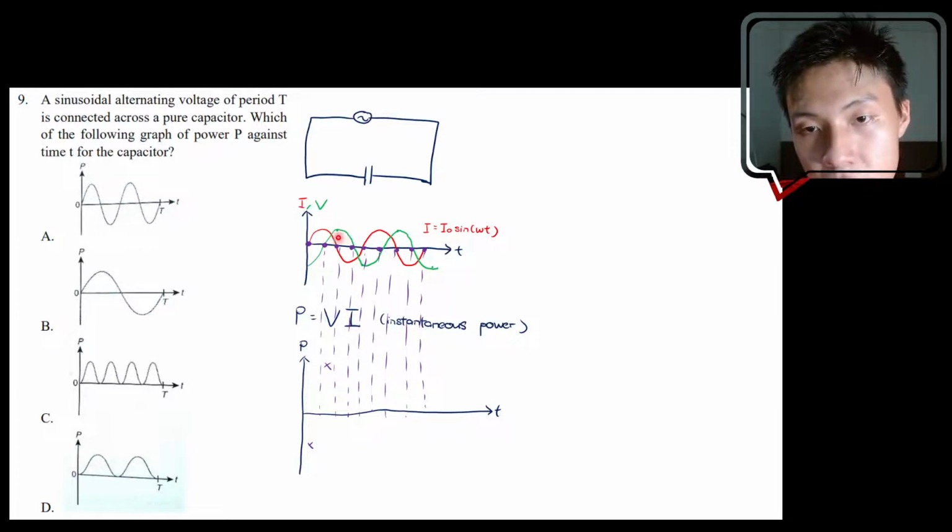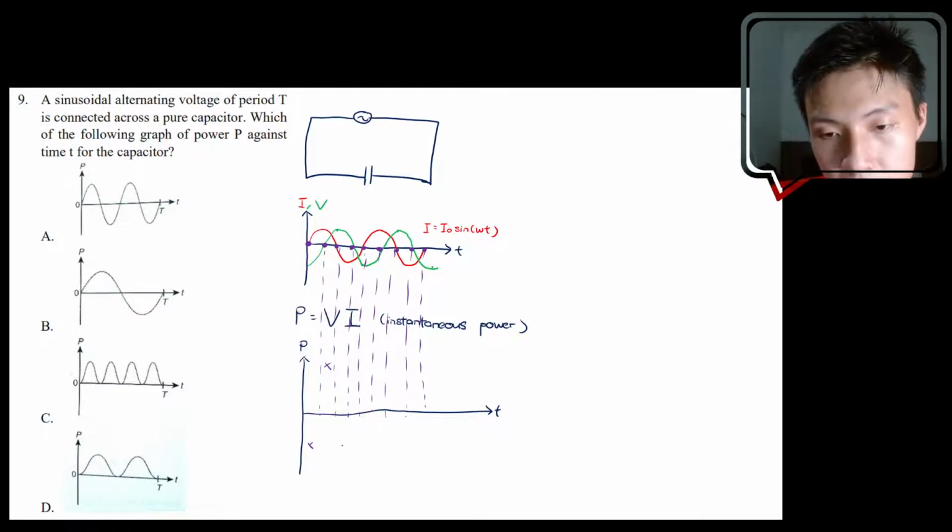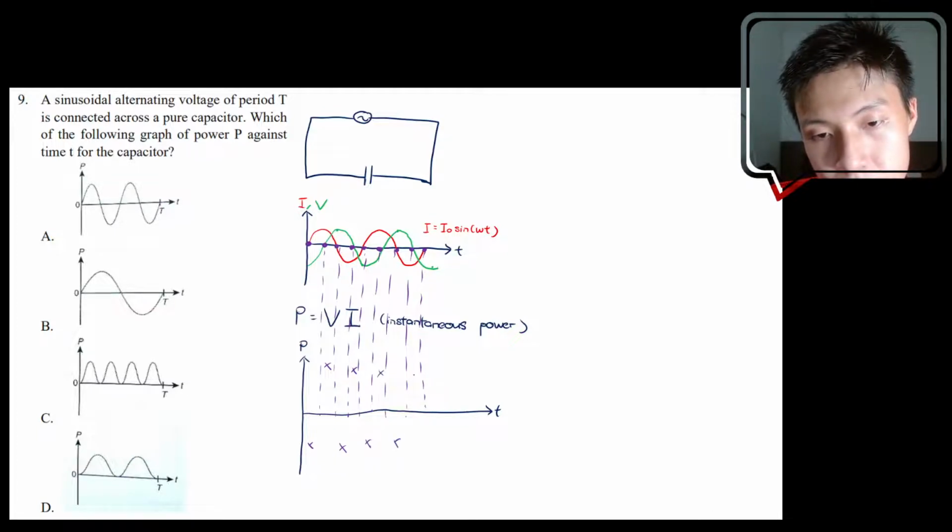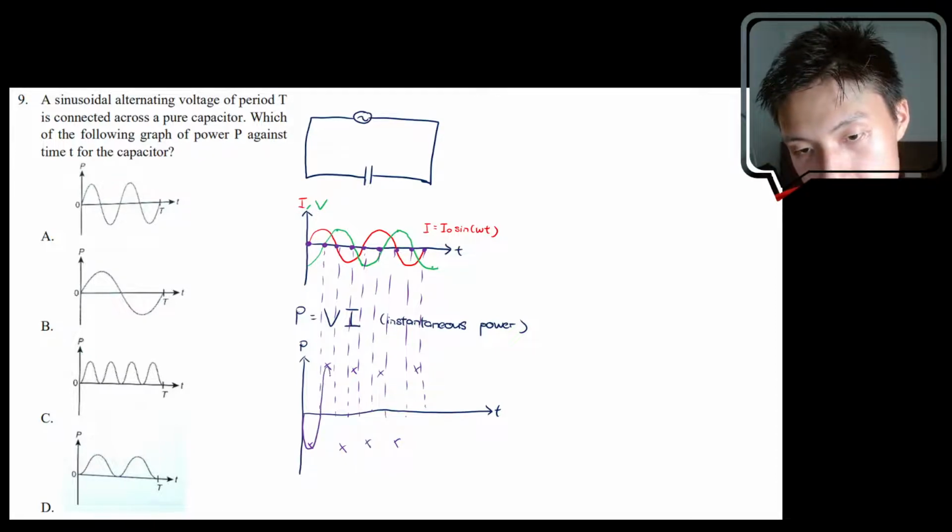Okay, then once you cross this dot over here, you can see that the red line is now below the time axis, whereas the green line is above the time axis. So they are at opposite sides of the time axis. That means the V is positive, the I is negative, therefore you get a negative P. Okay, so you can work through it by yourself. You'll see that it alternates like this. Okay, so what can you say? You can say that the graph will look something like this.